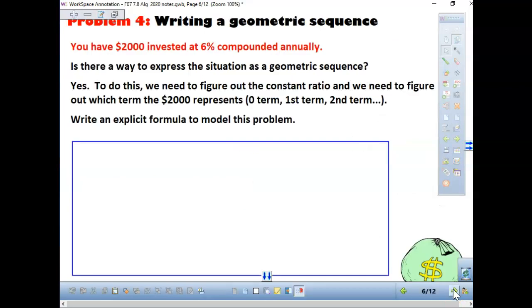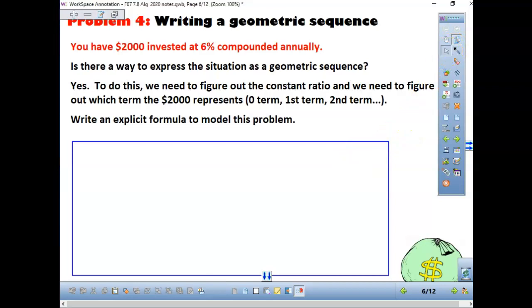All right. So the next one is talking about you have $2,000, you're invested at 6% compounded annually. So when we are thinking about our common ratio, it says, is there a way to express this situation as a geometric sequence? Yes, we can do this. We need to figure out the constant ratio, with 2,000 as our zero term, first, second, and write an explicit formula.